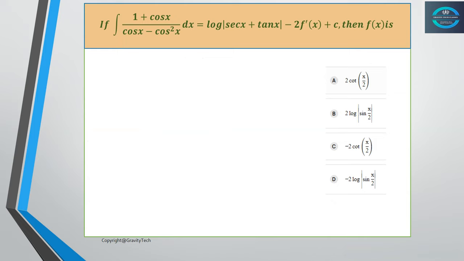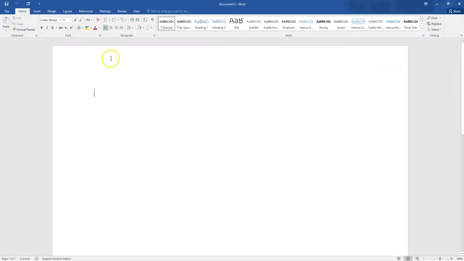Next example, they are saying the integral of 1 plus cos x upon cos x minus cos square x is equal to log of sec x plus tan x minus twice of f dash of x plus c. Then what is f of x? See, this is the easy example. How to solve this? Let's see.